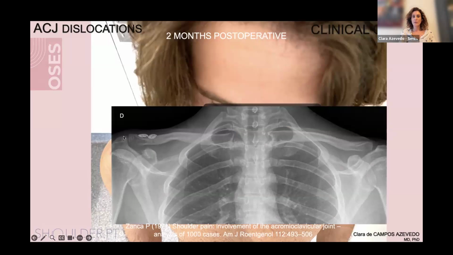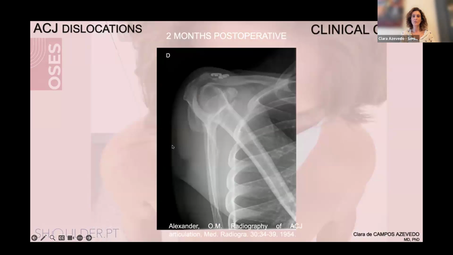We managed to repair the acromioclavicular ligaments. We sutured them directly, and then we did the CTC technique, which I'm going to briefly show you. We control it with the Alexander view again to check that this doesn't continue to be unstable horizontally.